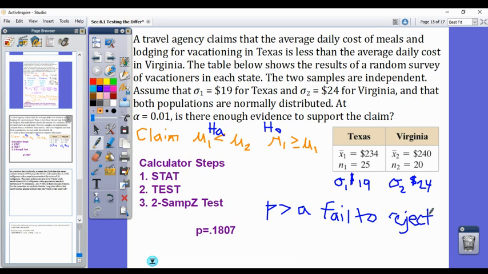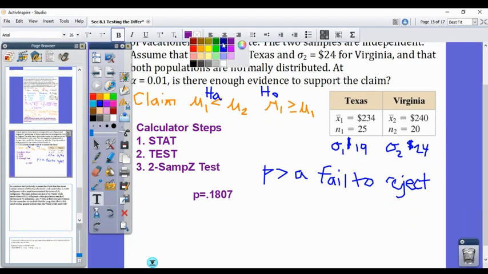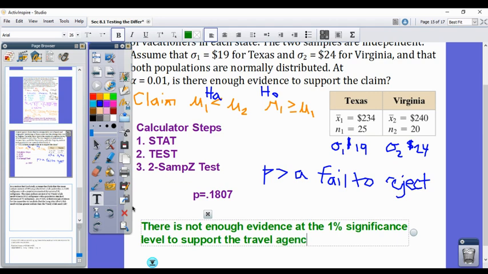Okay. So let's write our sentence. There is not enough evidence at the 1% significance level to support the travel agencies.